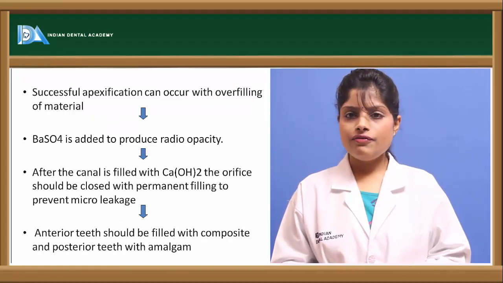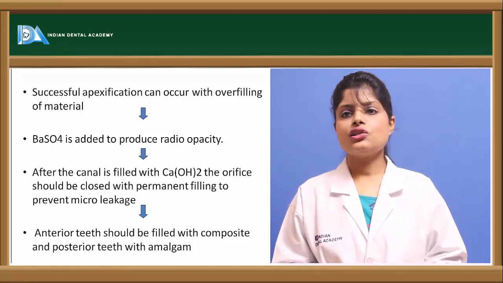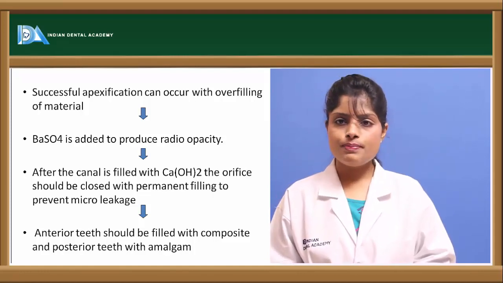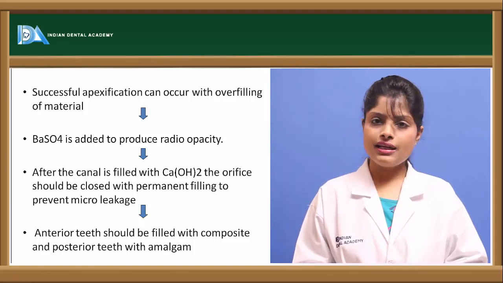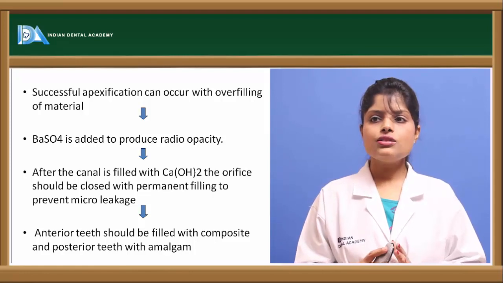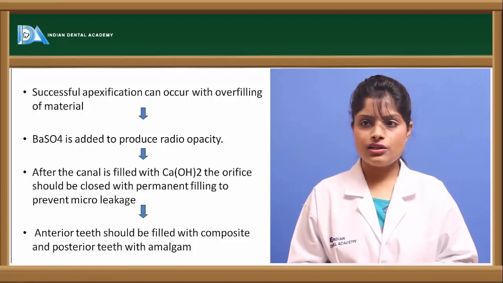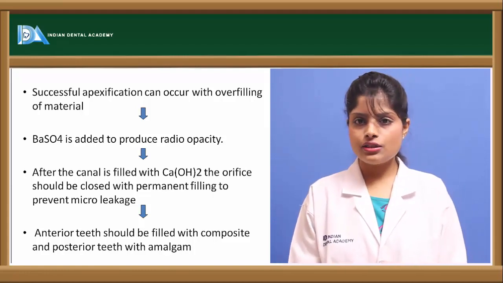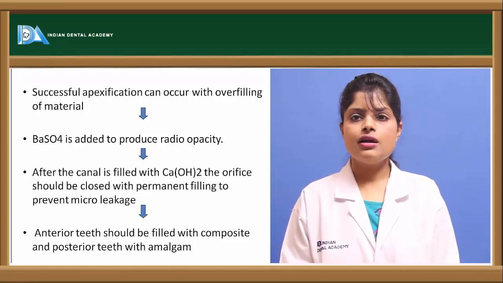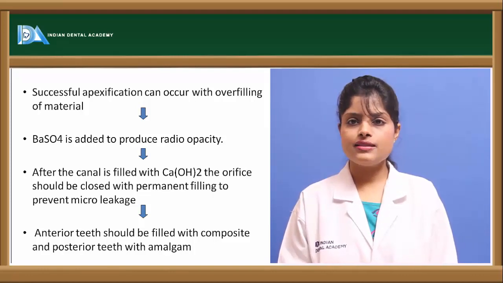Now, if there is overfilling of the material, we will assess that a successful apexification has taken place. Barium sulfate can also be added for the purpose of radiopacity. After the canal is filled with calcium hydroxide slurry, the orifice should be closed with a permanent filling material to prevent any microleakage. The anterior teeth should be filled with a composite and the posterior teeth can be filled with amalgam. Finally, if required, the tooth can be restored by a stainless steel crown.